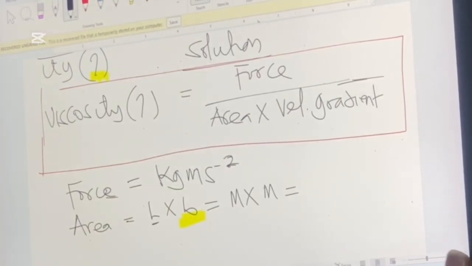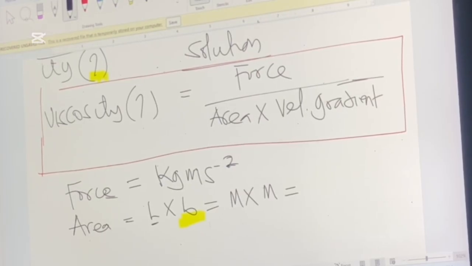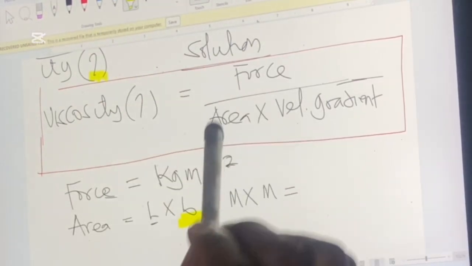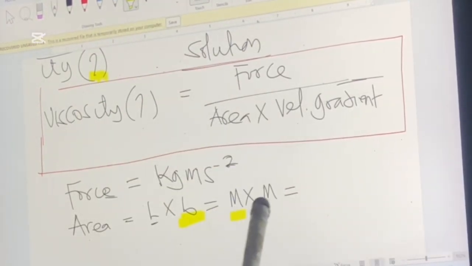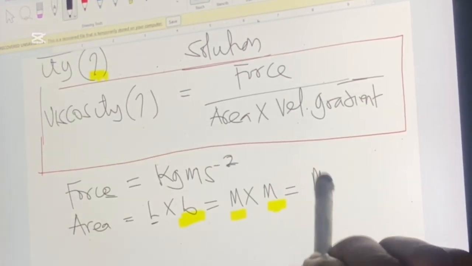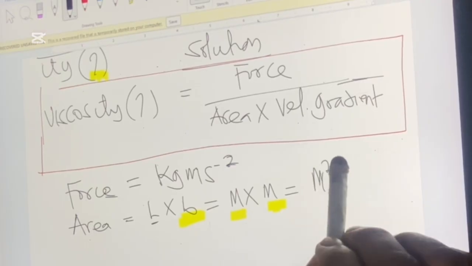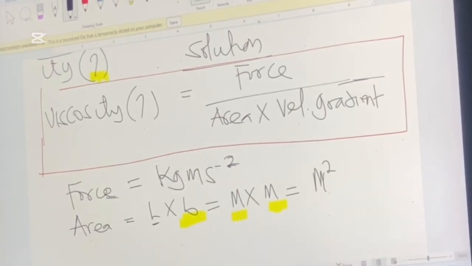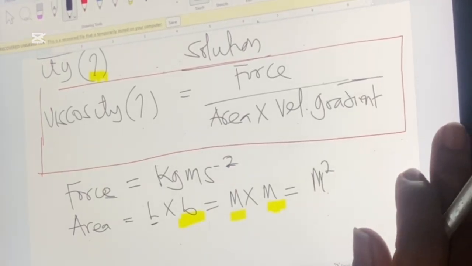So we see that whenever we have any expression in two bases, we use indices to evaluate that. Now we have this to be in two bases, that is m, and we have to take one and add up their powers. When you do that, we have this to be m raised to the power of 2. Please take note. So the next is velocity gradient.